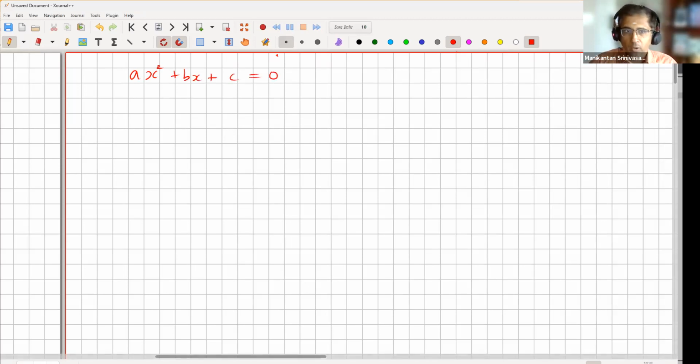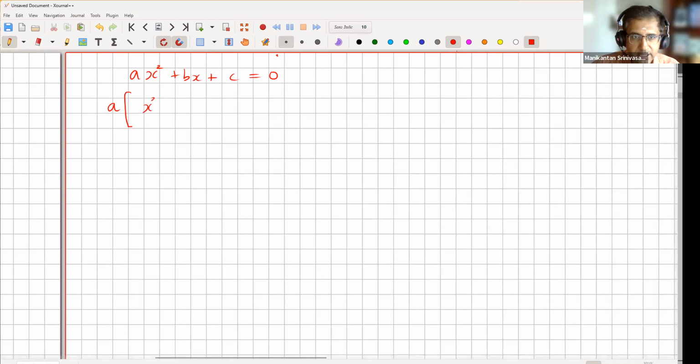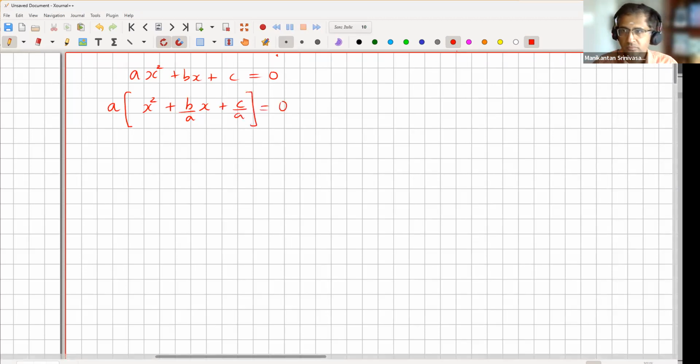Now, the first step, what did I say? We'll make the x square coefficient 1. So I'll just take a outside. So it's x square plus b by a x plus c by a equal to 0. Now, what is the next step that we did? We wanted to convert this like p square plus 2pq plus q square. In this case, it's p plus q whole square. Earlier, it was p minus q whole square.